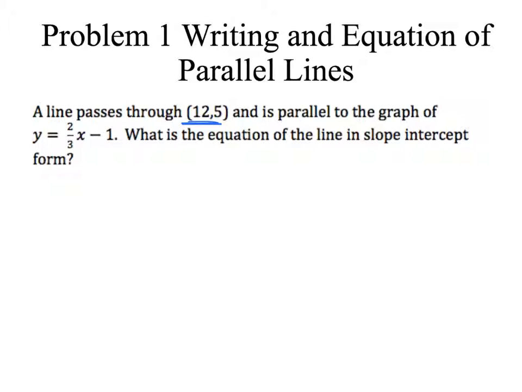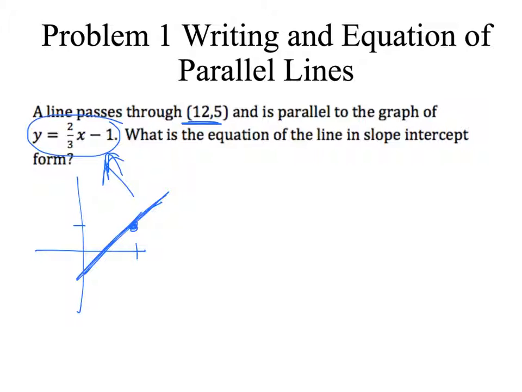So we have this equation. But we want to write a different equation that goes through (12, 5). See, this equation probably doesn't go through (12, 5), but wherever (12, 5) is located, somewhere right here, this line is going to be parallel to that. Okay, so think about it.